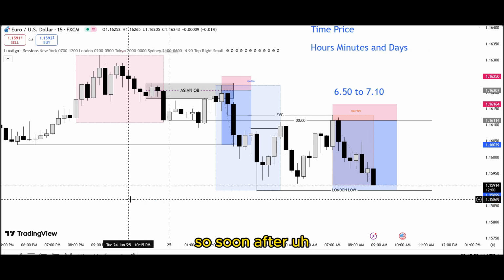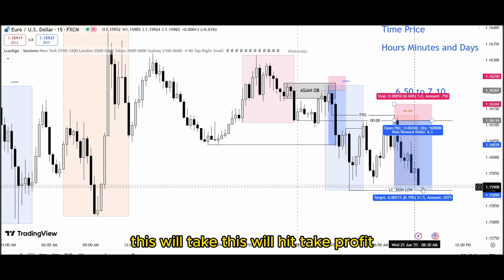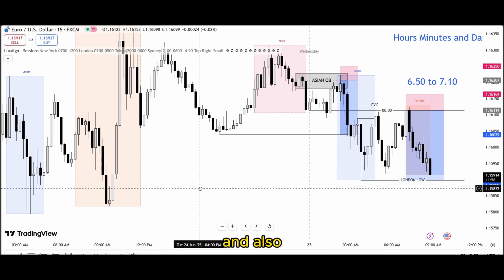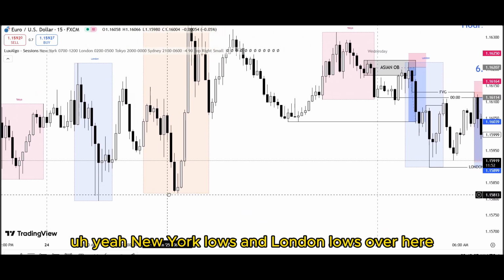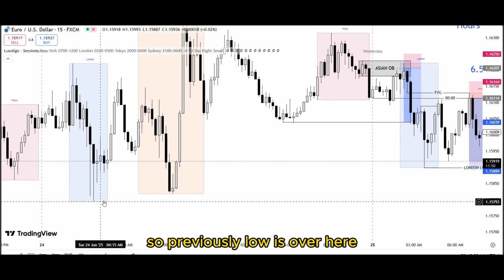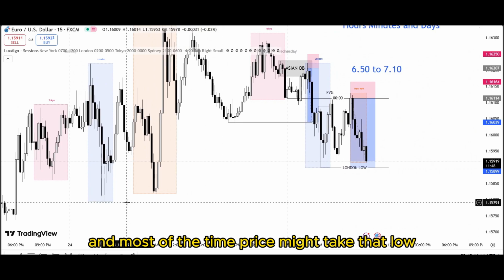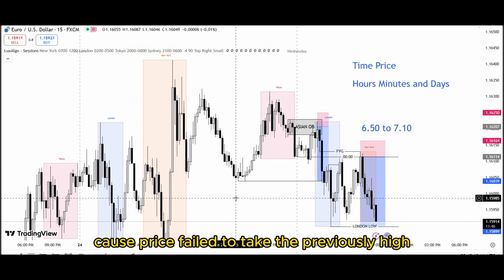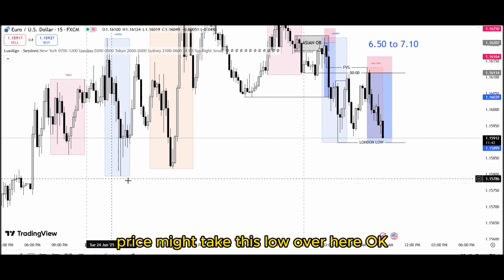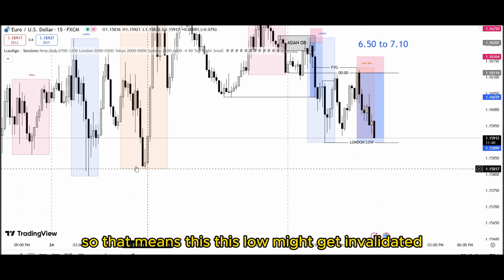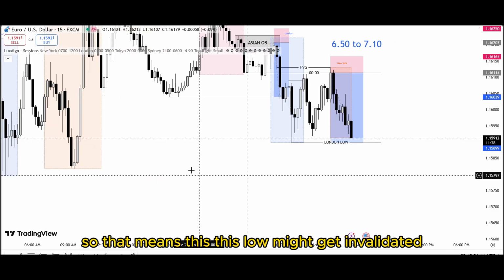So soon after, this will hit take profit. And also you can see we have previous London low, New York lows and London lows over here. So the previous low is over here, and most of the time price might take that low because price failed to take the previous day high. So that means most of the time price might take this low over here. Okay, so that means this low might get invalidated.